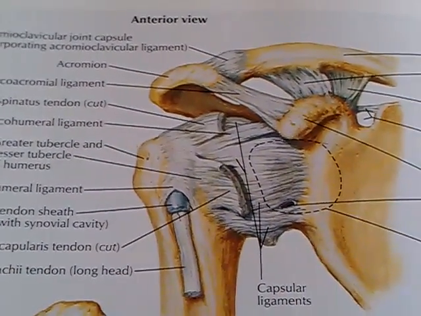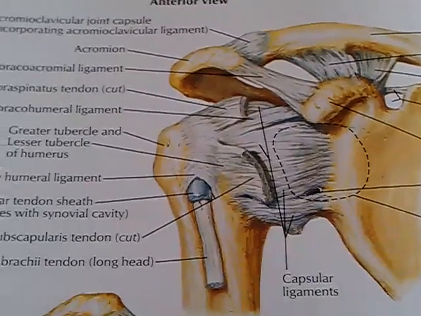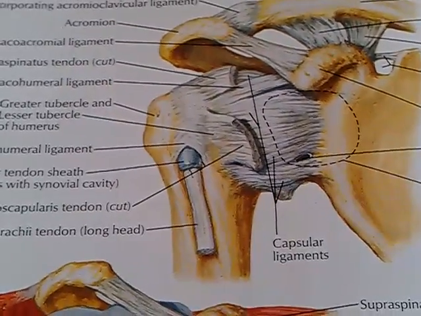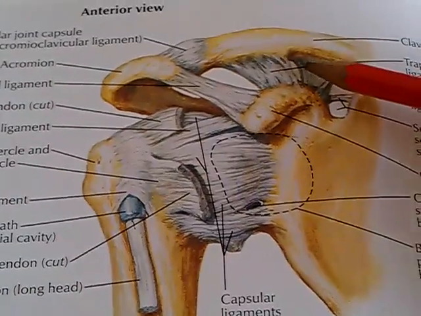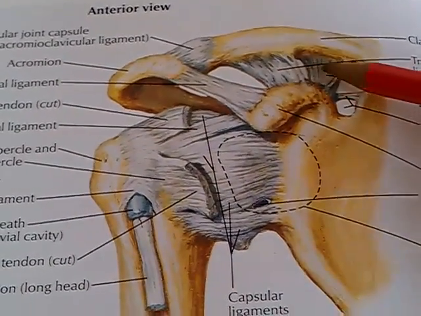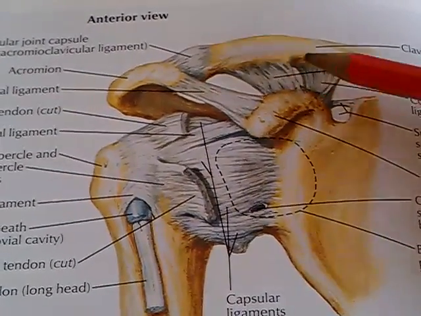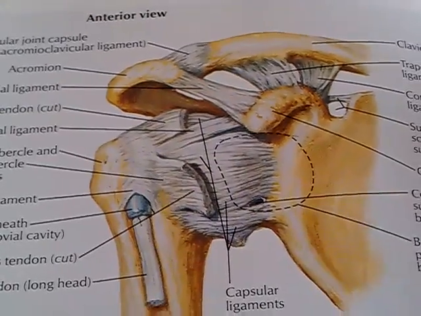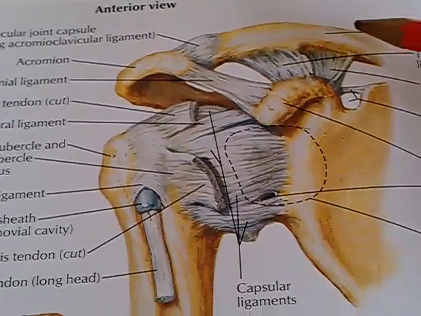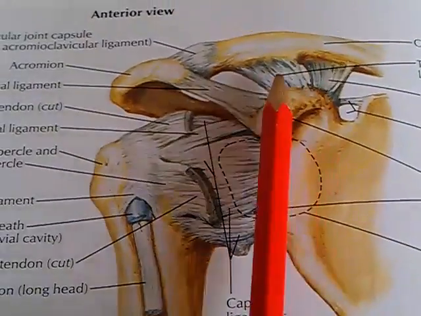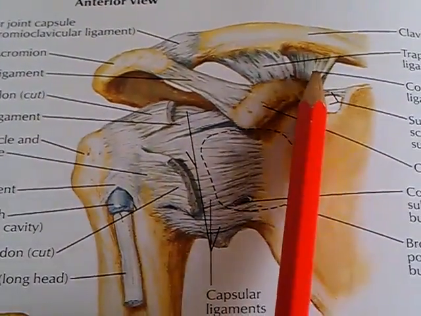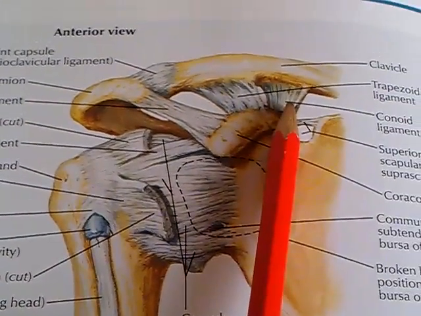And you have a coracoclavicular ligament. This one, which maintains the clavicle and acromion in juxtaposition. This coracoclavicular ligament is made up of trapezoid ligament and conoid ligament.